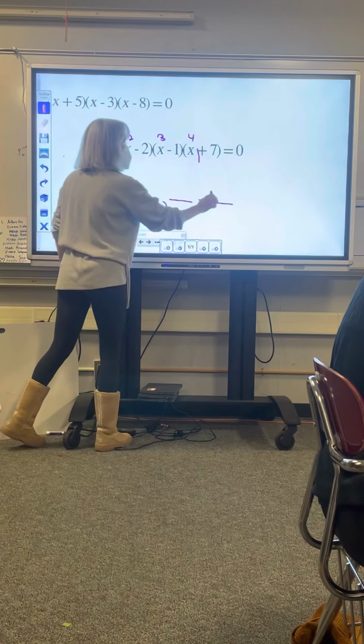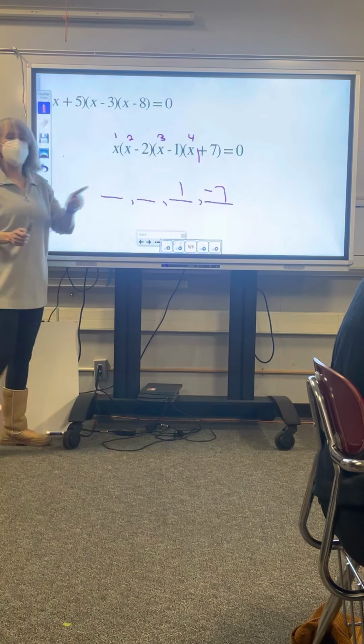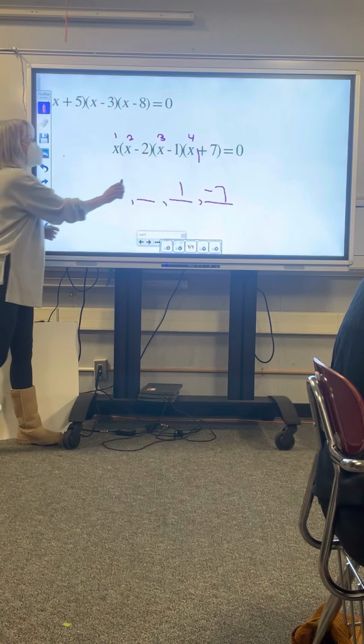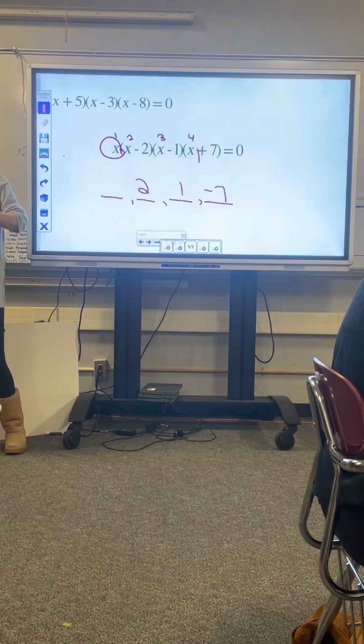Negative 7. So good. How about the answer for the third parenthesis? 1. It is 1. How about the answer for the second parenthesis? 2. Now, that is actually an answer. And we talked about it a million years ago. Does anyone remember what it is if it's just an X on the outside?